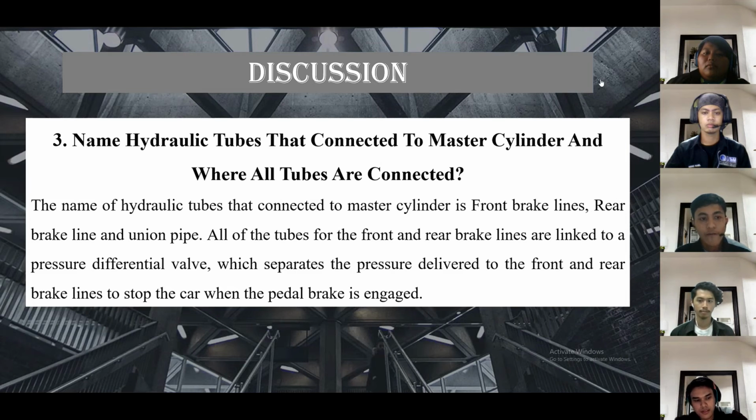Hello, my name is Muhammad Hafizin and I will continue with the third question. Name the hydraulic tubes connected to the master cylinder and where all tubes are connected. The hydraulic tubes connected to the master cylinder are the front brake lines, rear brake line, and union pipe. All of the tubes for the front and rear brake lines are linked to a pressure differential valve, which separates the pressure delivered to the front and rear brake lines to stop the car when the brake pedal is engaged.